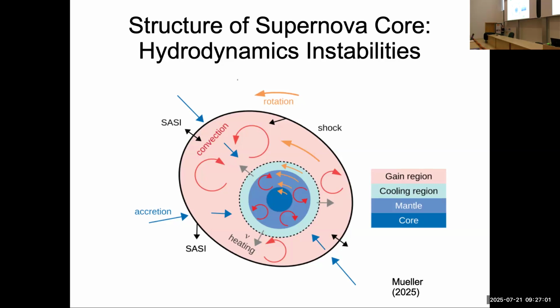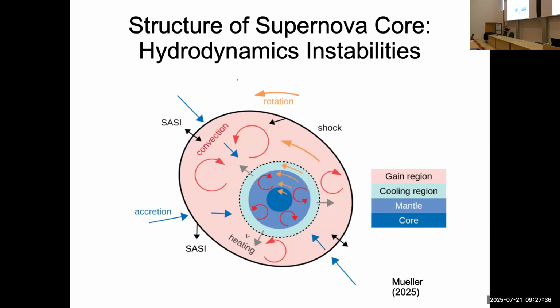And of course, on top of all of that, you could also have rotation. The rotation can trigger various types of instabilities. It can trigger instabilities that result in the growth of magnetic fields. It can result in genuinely hydrodynamic instabilities like triaxial instabilities, the low T over W instability, for example. So there are, in principle, lots of instabilities that can give rise to aspherical flow that you can then see in gravitational waves.